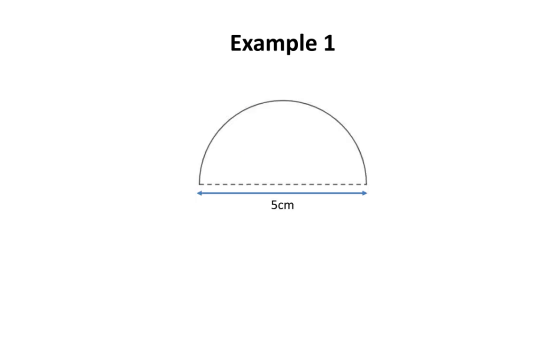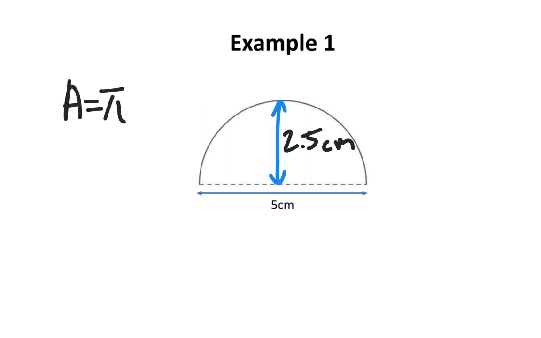Earlier, we discovered that the diameter of this half circle was 5 centimeters. That would make the radius 2.5 centimeters, since the radius is always half the diameter. Now, the formula for area of a circle is pi r squared. At this point, I'm going to replace some of these variables with their known values. Pi is 3.14, and the radius is 2.5.